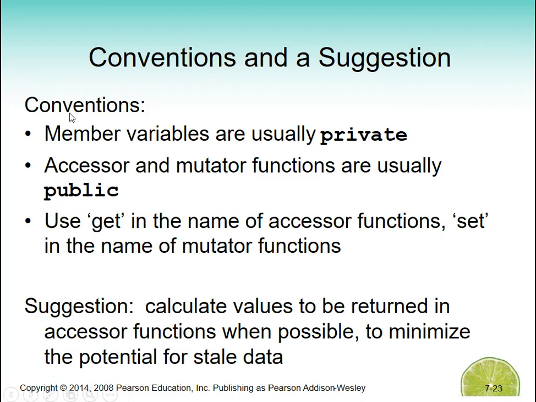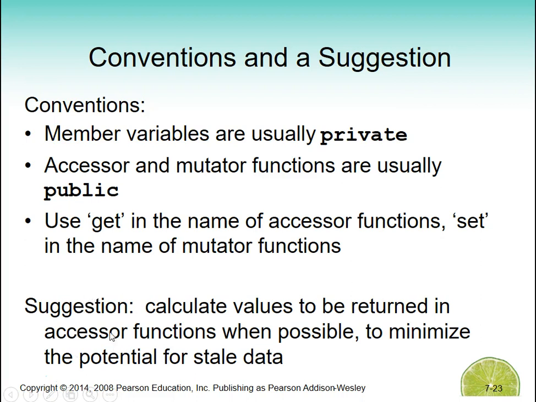Conventions. Conventions are things that are typically done out in industry and that you should follow. Member variables are private. Accessor and mutator methods are public. You use get in the name of an accessor function and set in the name of a mutator function. Also, calculate values to be returned in accessor functions when possible to minimize the potential for stale data.